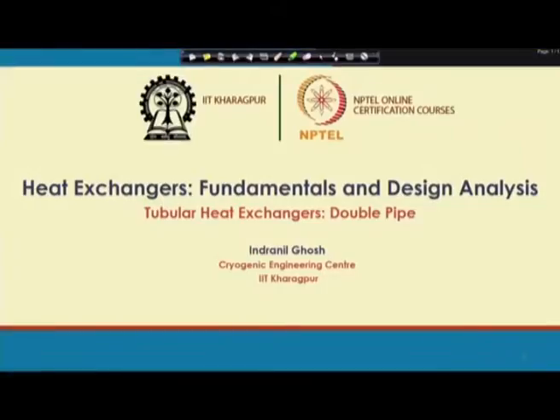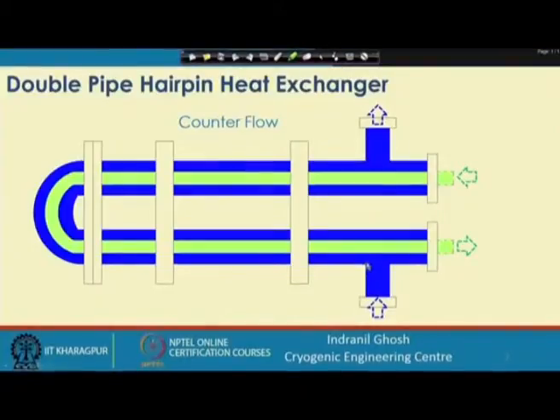Welcome to this lecture. In this lecture, we are going to analyze the tubular heat exchanger, double pipe type, in detail. We have already talked about the double pipe heat exchanger in one of our earlier lectures, and we know how it looks. It is a tube in tube heat exchanger. It can be arranged either in counter current mode, or fluid streams can be arranged in the parallel flow mode.